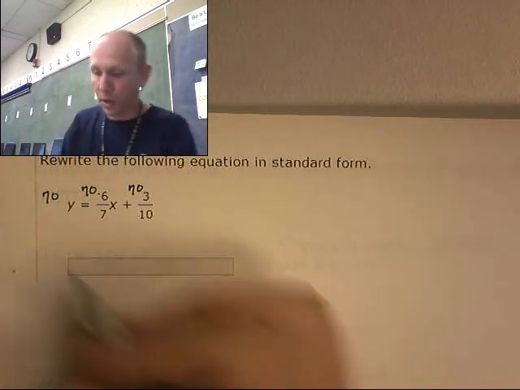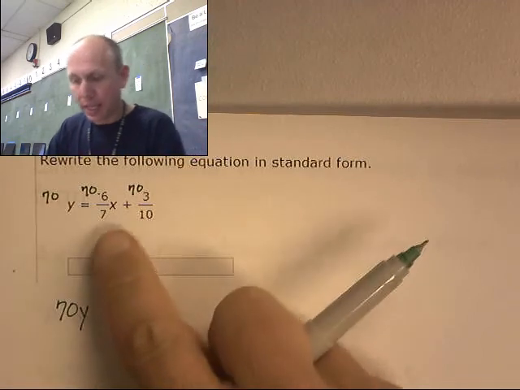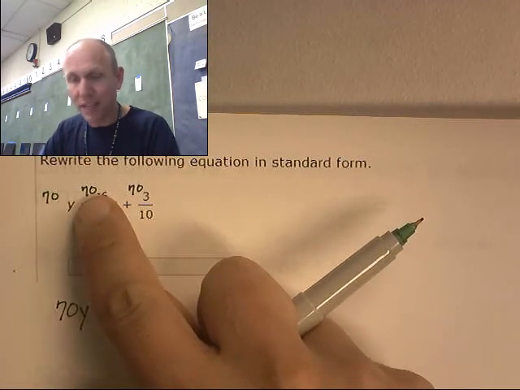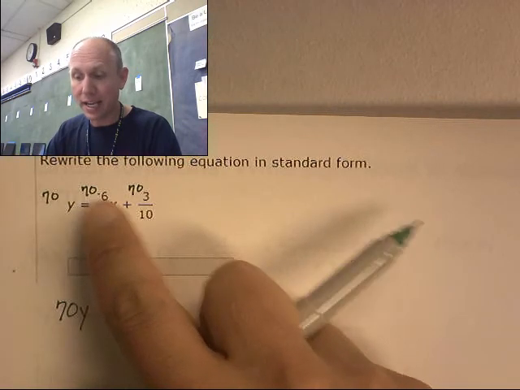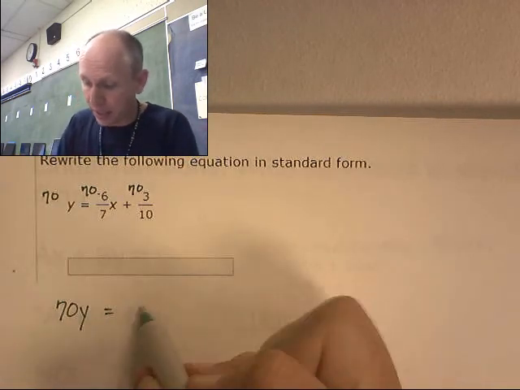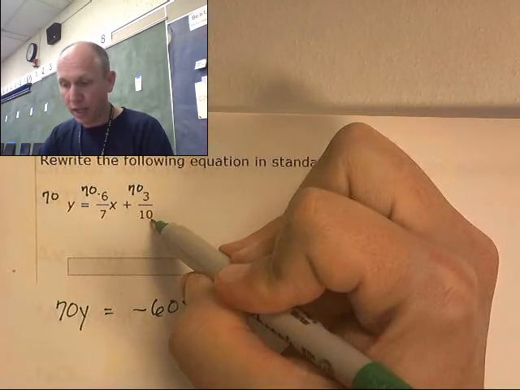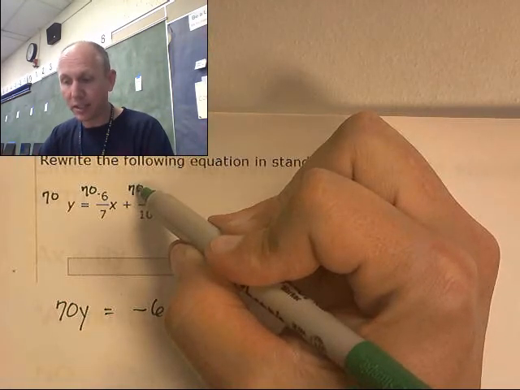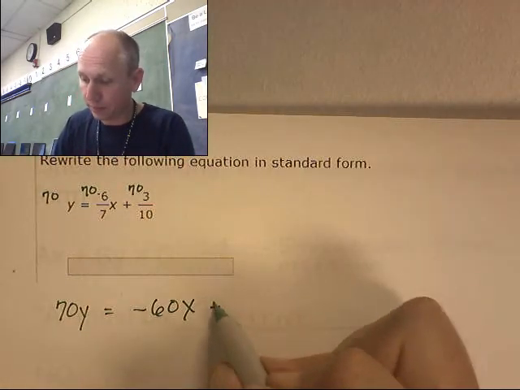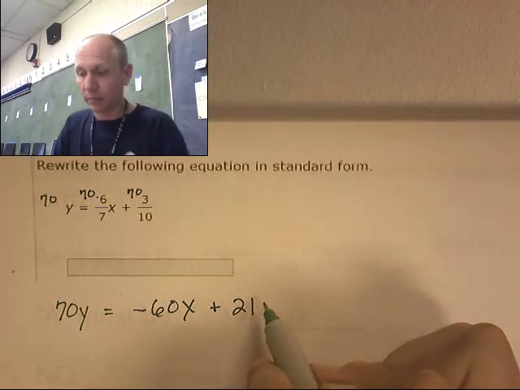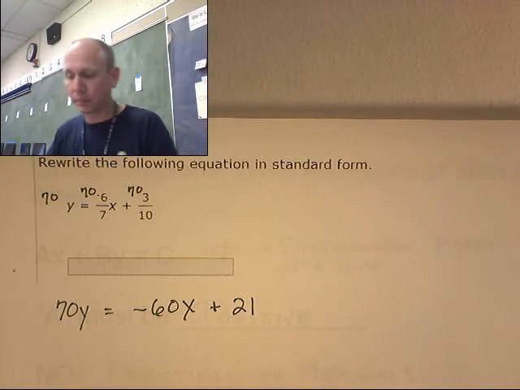That leaves me with 70y equals, 7 goes into 70 10 times, so I'm reducing the 7 and the 70 to a 10. 10 times negative 6 is negative 60. 10 goes into 70 7 times. 7 times 3 is 21. So I'm hitting everything with the common denominator of 70.